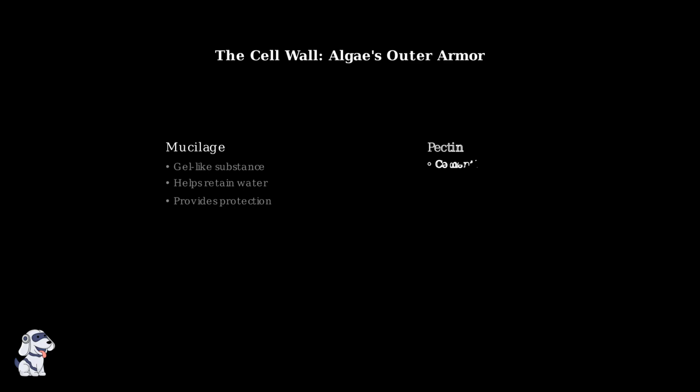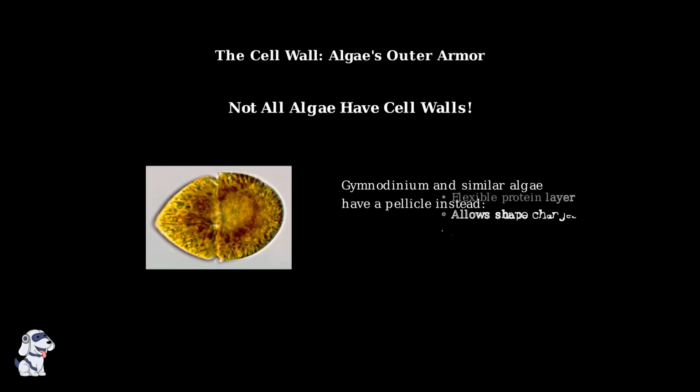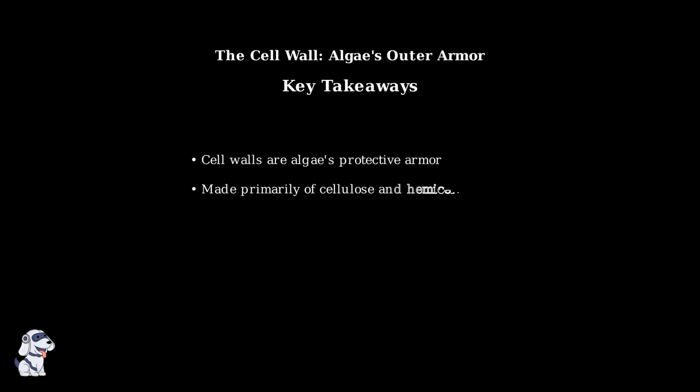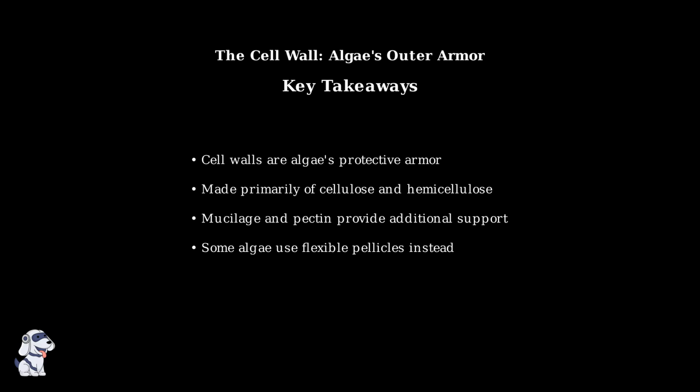The cell wall also contains mucilage, a gel-like substance that helps the algae retain water and provides additional protection. Pectin acts as a cementing agent, helping to hold everything together. However, not all algae have traditional cell walls. Some species, like Gymnodinium, have a flexible layer called a pellicle instead. This protein-based structure allows them to change shape while still providing some protection. To summarize, the cell wall serves as algae's protective armor, built mainly from cellulose and hemicellulose, with mucilage and pectin providing additional support. Remember that some algae species use flexible pellicles instead of rigid cell walls.